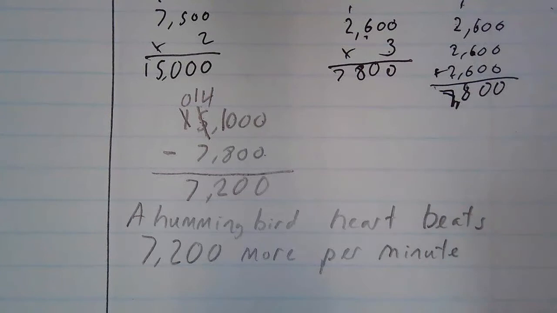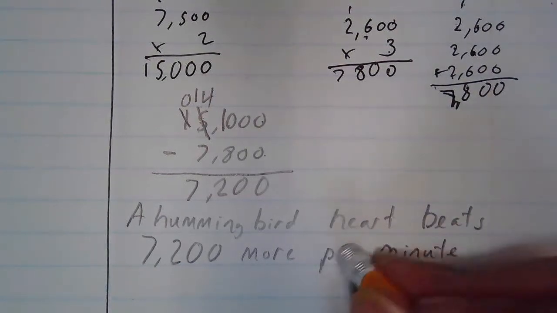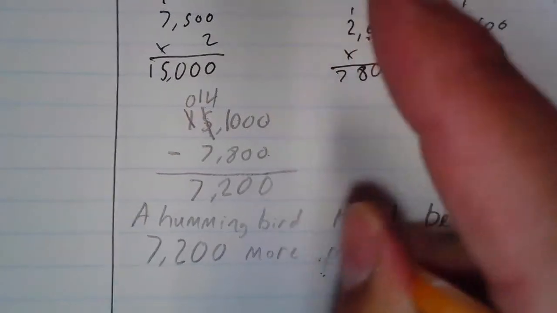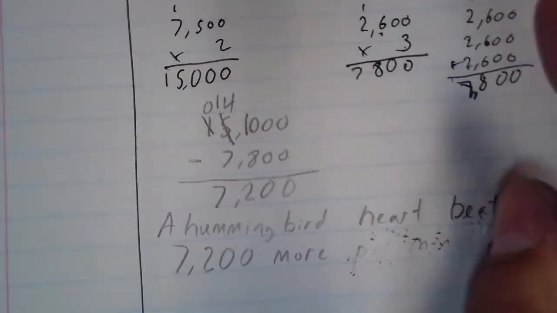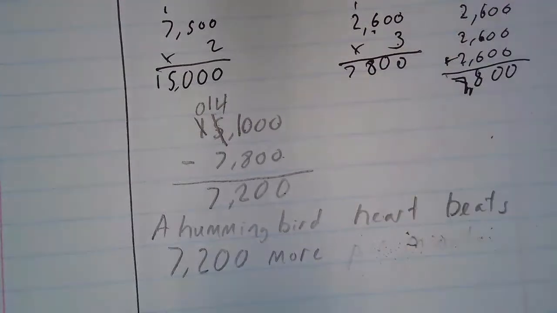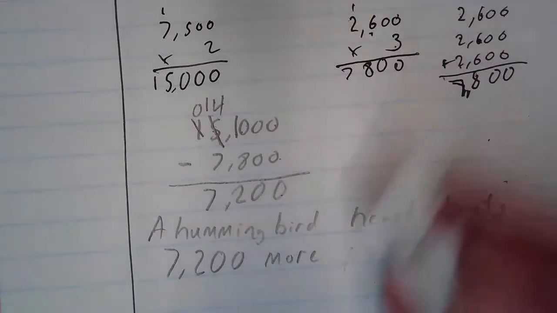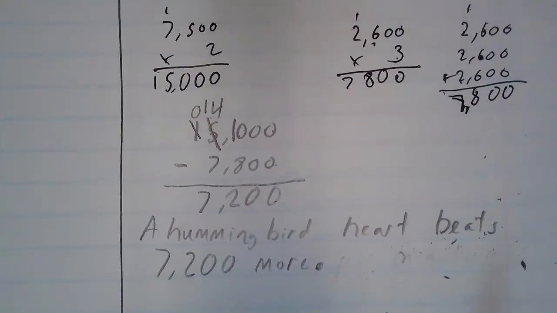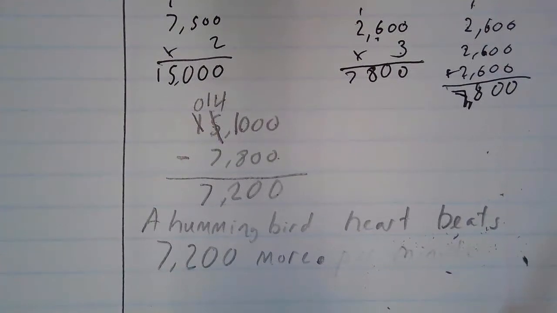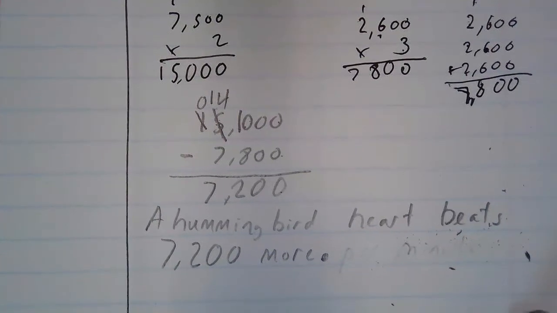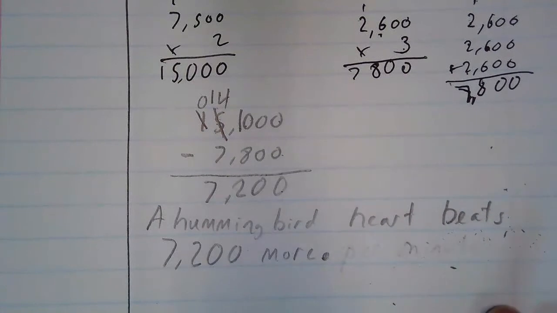You know what? Why did I add the per minute? That was wrong. I apologize. It's not a unit rate we're looking for. It just means that a hummingbird heart beats 7,200 times more. Right? That's it. Done.